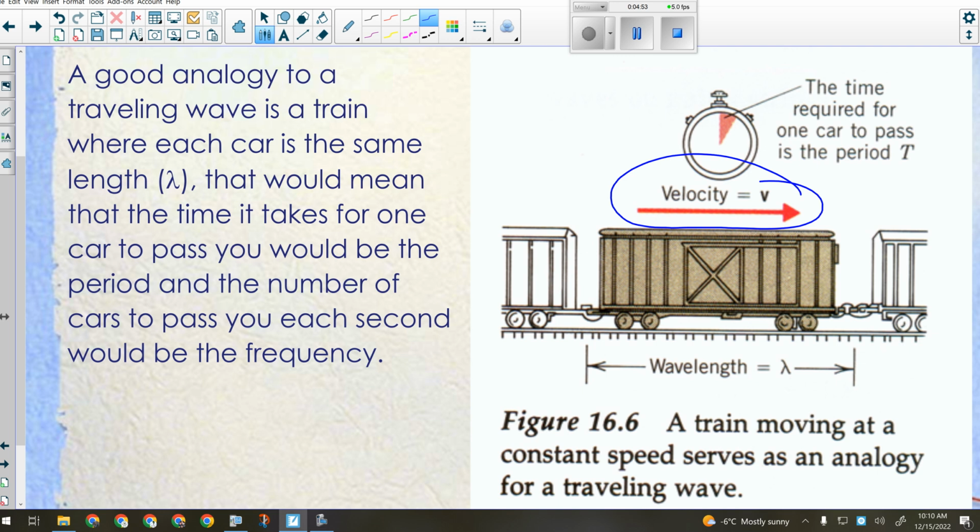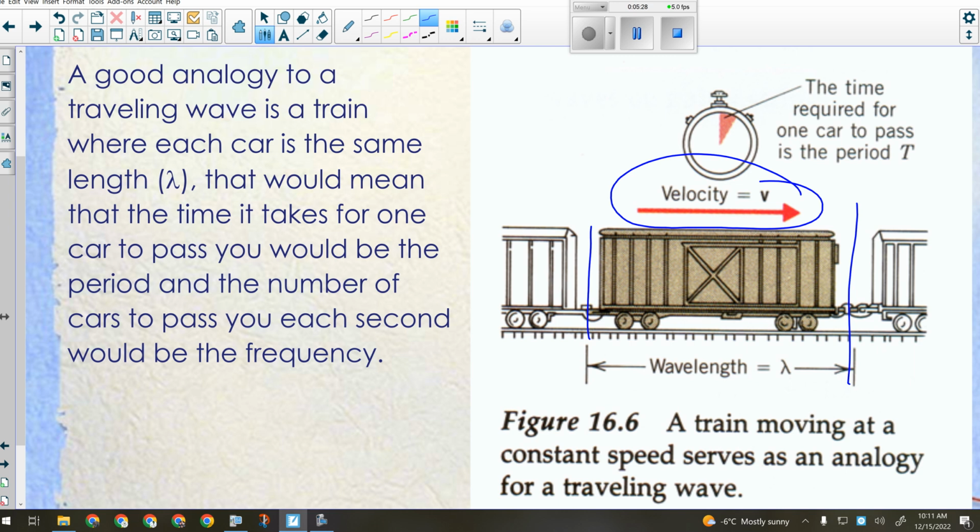So a train can be an analogy of a wave, because usually you don't have a single wave traveling along. Usually you have what's called a wave train, which is a series of waves traveling together. The length of each car on the train would be analogous to the wavelength. The speed at which the train is traveling would be analogous to the speed of the waves. How long it takes one car to go by would be the period, and the number of cars that go by every second, frequency.